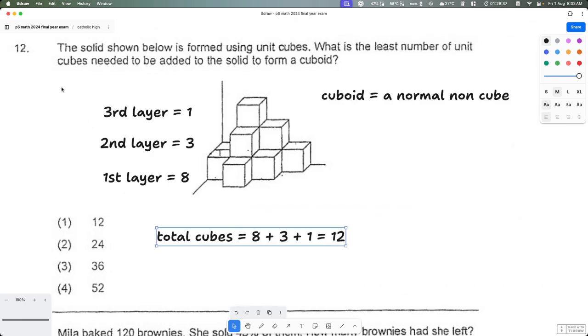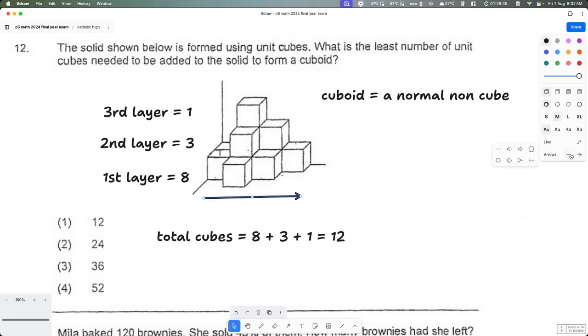So we also need to know the length, breadth, and height. Okay, so we can get this breadth over here. So this is the length. Okay, length over here will be 4. So let me see if I can put this 4. Length is 4. Okay, then what about the breadth?